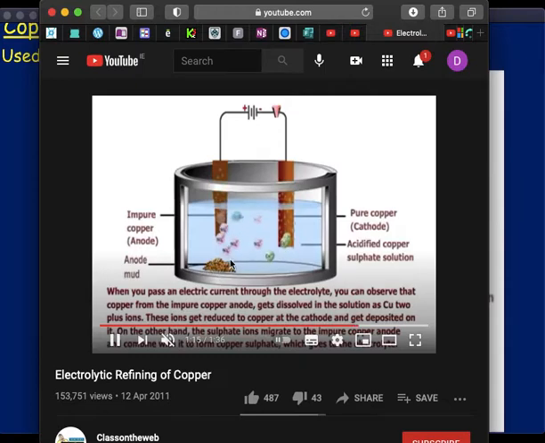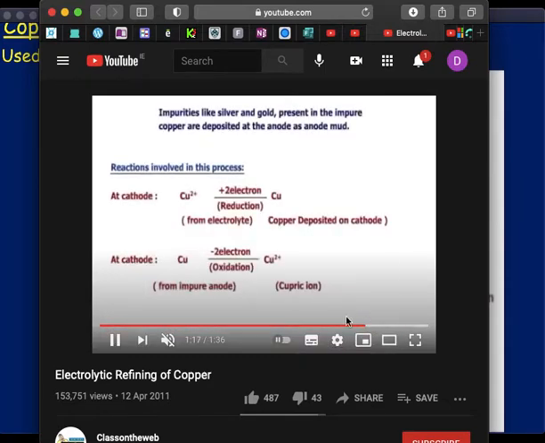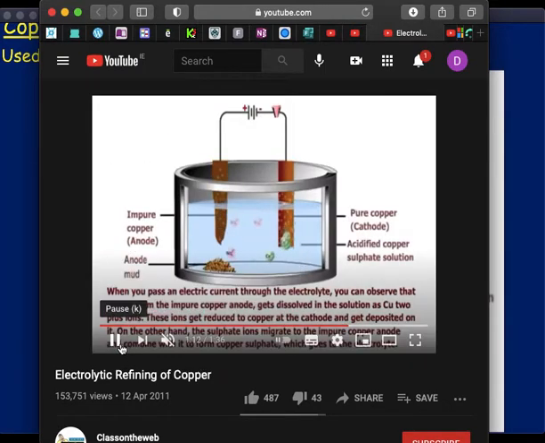At the bottom here you can see some sludge. You can see sludge forming, and that's other impurities that are not copper. And that would even happen for us in our lesson. We get a tiny little bit of sludge, nowhere near as much as this.